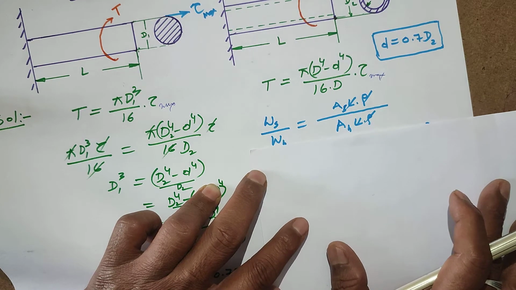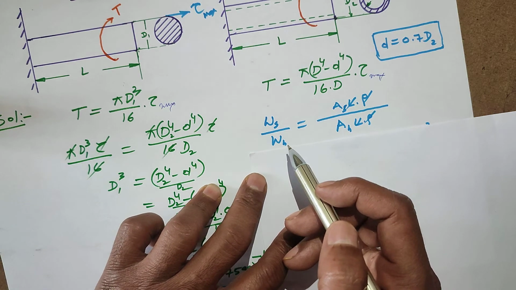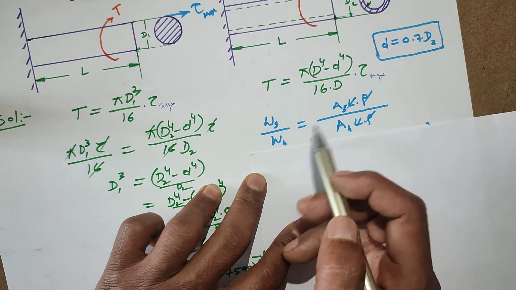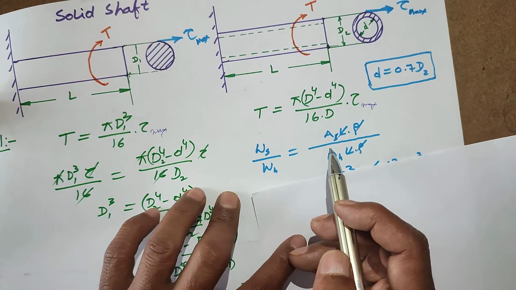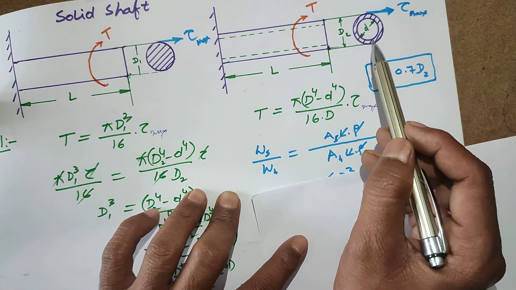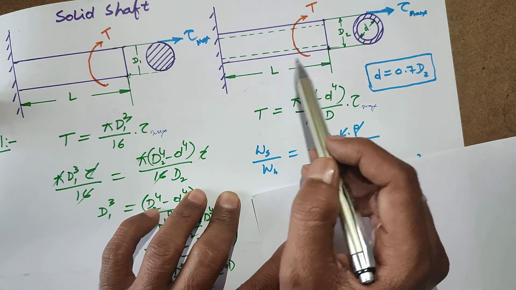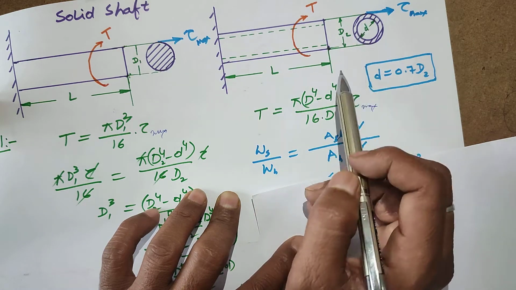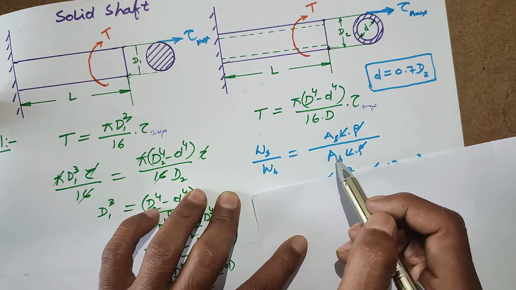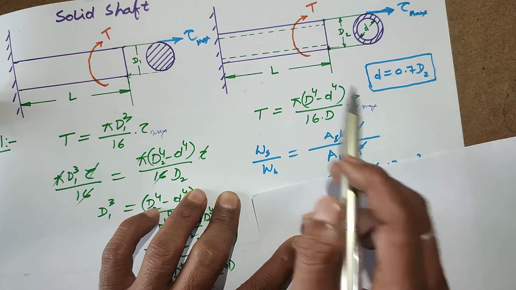Then what is the hollow shaft weight, WH? It is the area of cross section of the hollow shaft. This area and this length, the product of these two gives the volume, into density gives the total weight of the shaft.